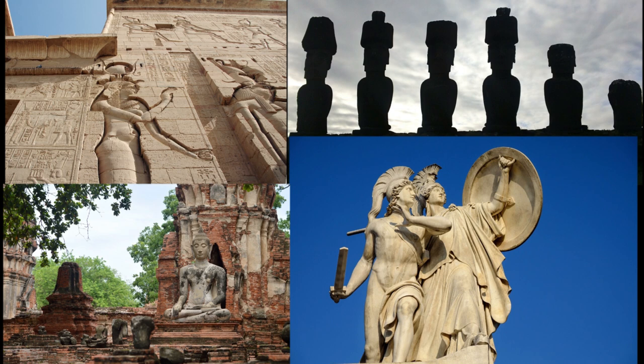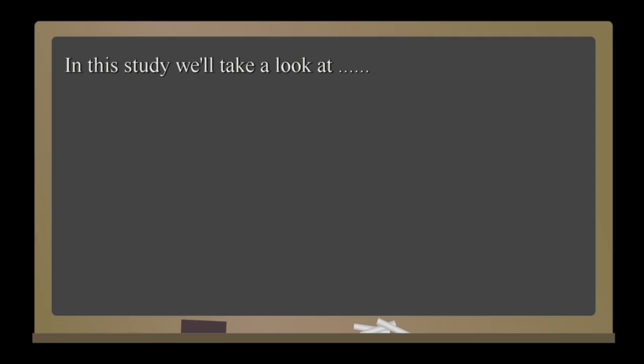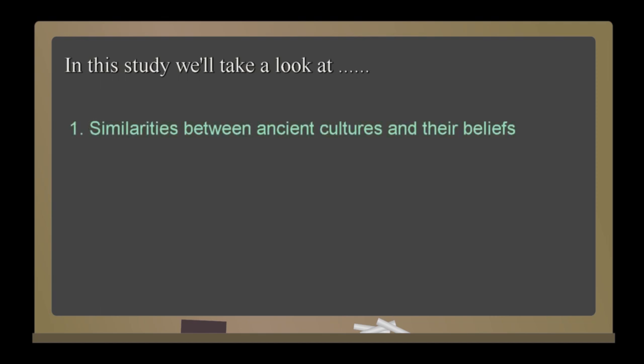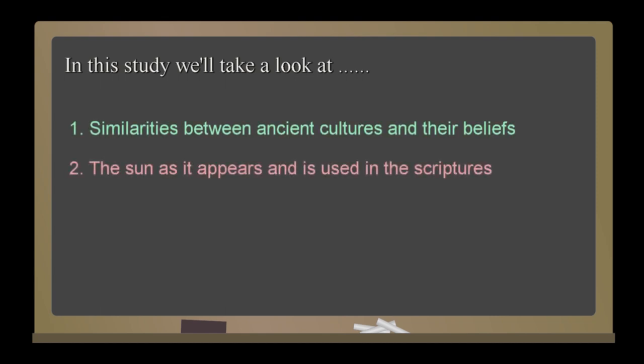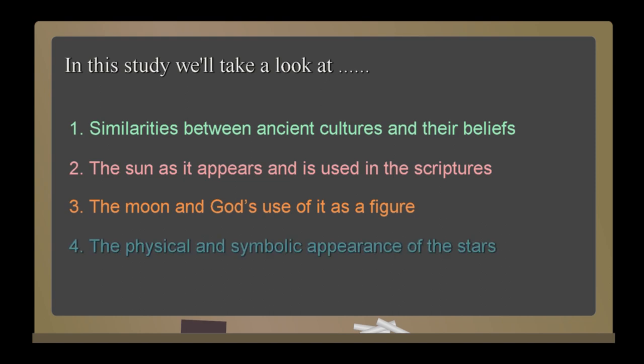It would also neutralize arguments that the Old Testament is a collection of Hebrew folk tales emerging very late in the history of the Jewish nation. In this study, we'll take a look at similarities between ancient cultures and their beliefs, the sun as it appears and is used in the scriptures, the moon and God's use of it as a figure, and the physical and symbolic appearance of the stars.